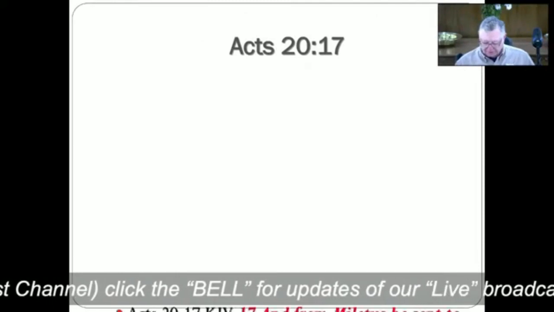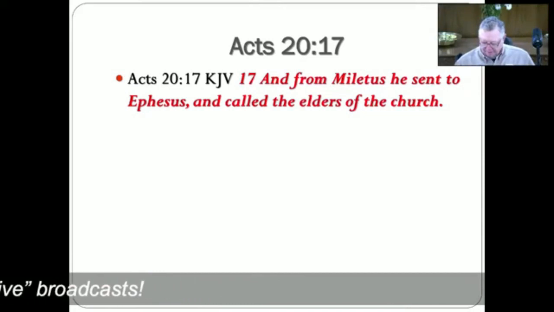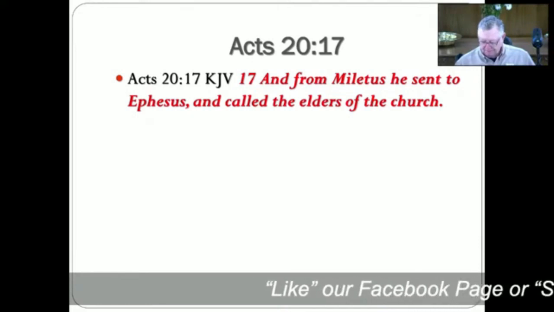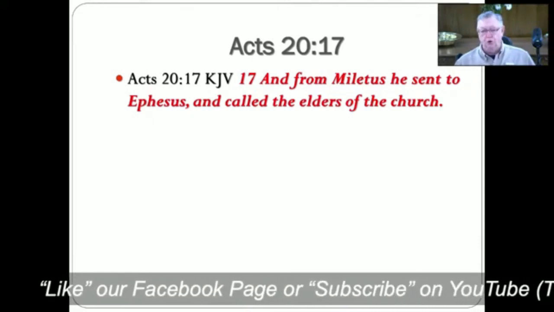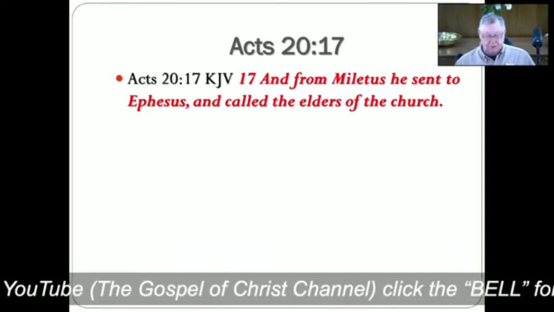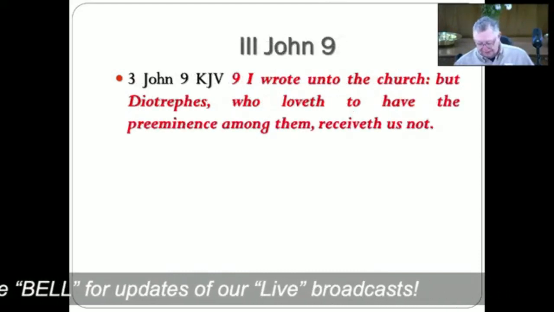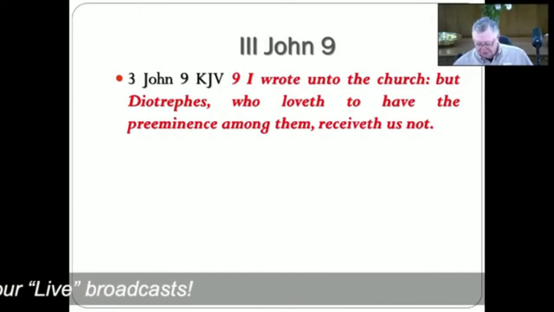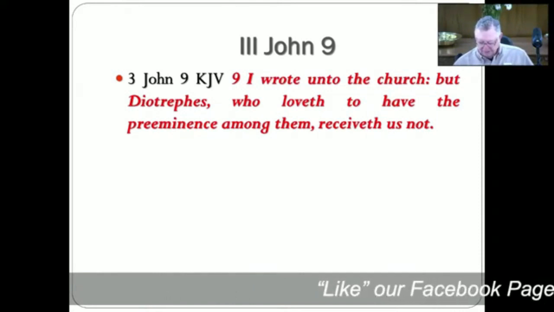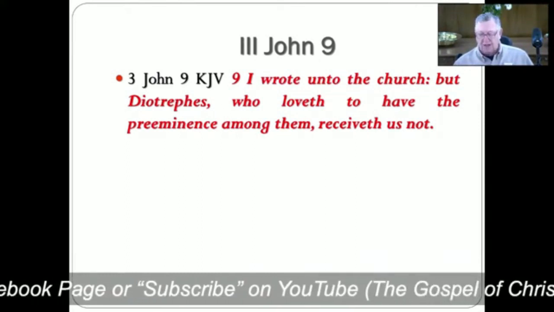Acts chapter 20, verse 17. And from Miletus he sent to Ephesus and called the elders of the church. This illustrates that there were plural pastors at the church of Ephesus in particular. 3 John 9, I write unto the church, but Diotrephes, who loveth to have the preeminence among them, received us not.